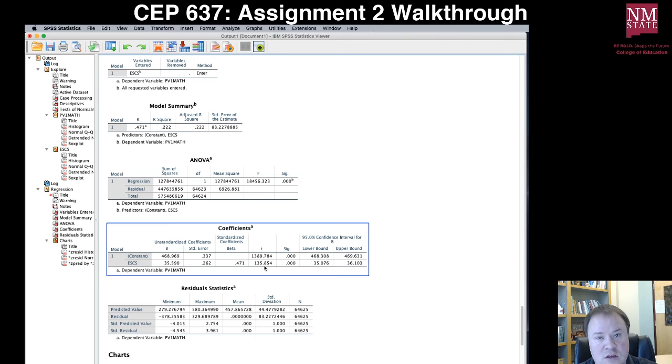The t-score is 135. That is extremely large, which means this p-value is going to be extremely small. So this SES variable is statistically significant, and the confidence interval is very tight. In the population, we would expect the true effect of SES on PV1 math to be between about 35 and 36 points for every increase of 1 standard deviation in SES.